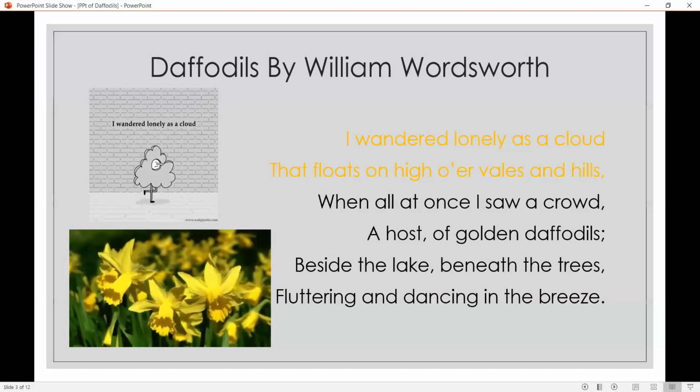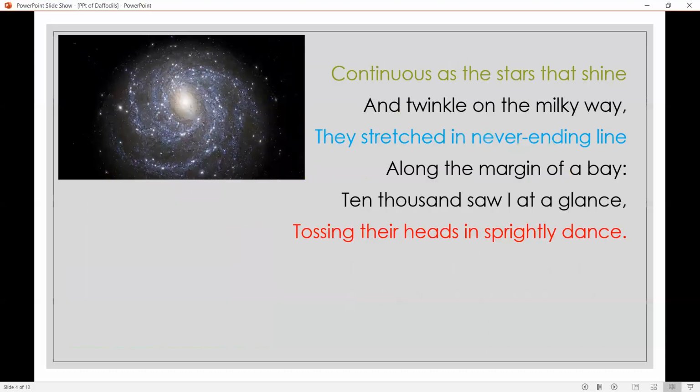Hope you have understood these lines, this stanza. Let us move on to the next one.